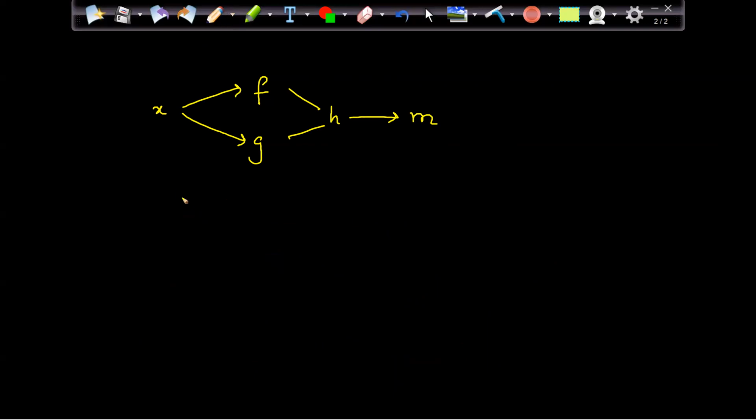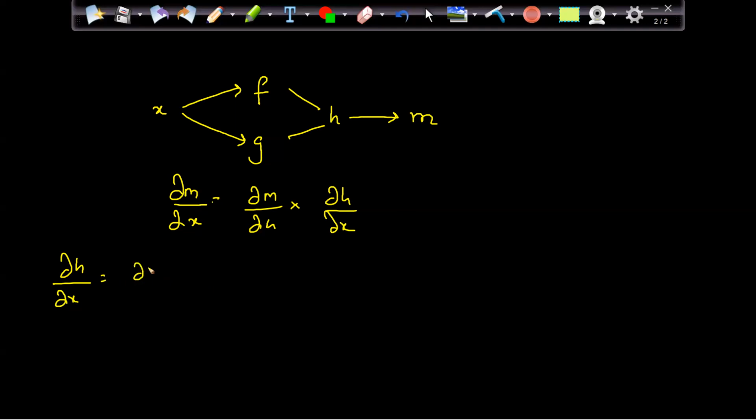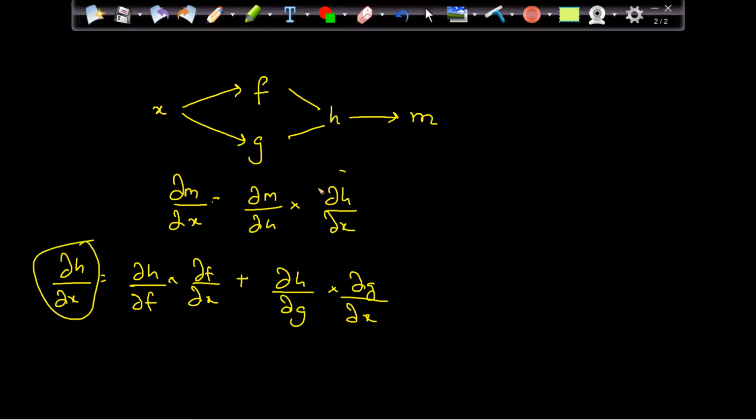All right, so basically this is my ∂m/∂x = ∂m/∂h multiplied by ∂h/∂x, which is nothing but ∂h/∂x = ∂h/∂f multiplied by ∂f/∂x plus ∂h/∂g multiplied by ∂g/∂x, right? Which is nothing but this part, this part.